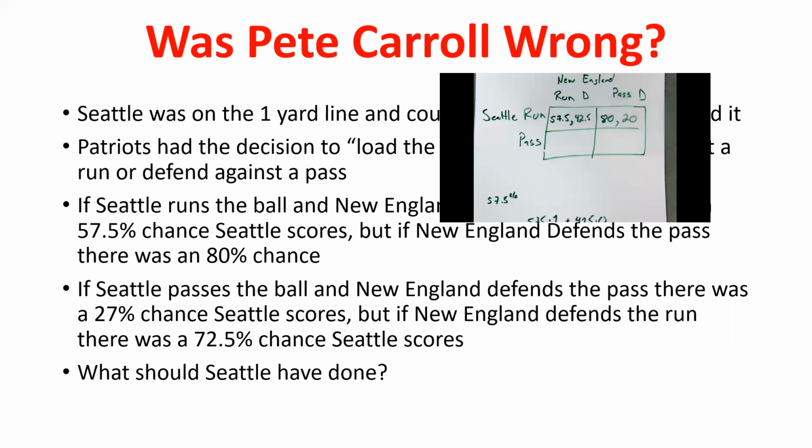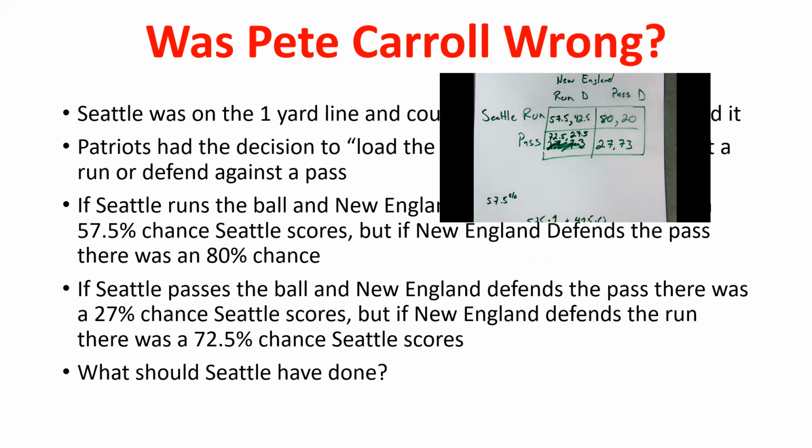So we've got Seattle passes the ball, New England defends the pass, 27%. So this would be 73. Oh, did I look at this wrong? If Seattle passes and New England defends the pass. Yep. Thank you. And then if Seattle passes, New England defends the run, right? That was 72.5. That makes a little bit more sense. Okay.